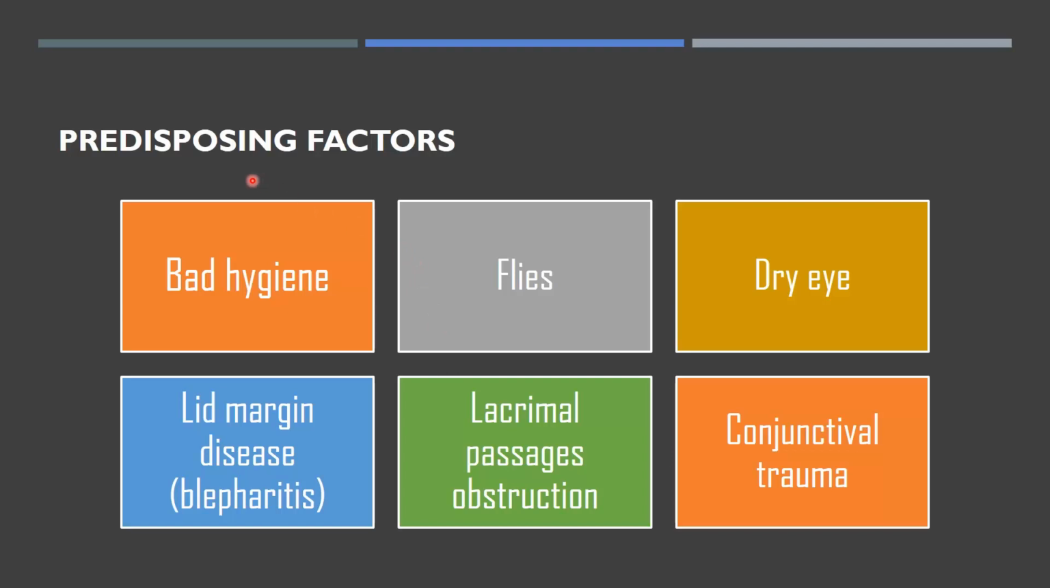What are the predisposing factors for this type of conjunctivitis? Bad hygiene, flies, dry eye, lid margin disease, what's called blepharitis, lacrimal passage obstruction, and conjunctival trauma.